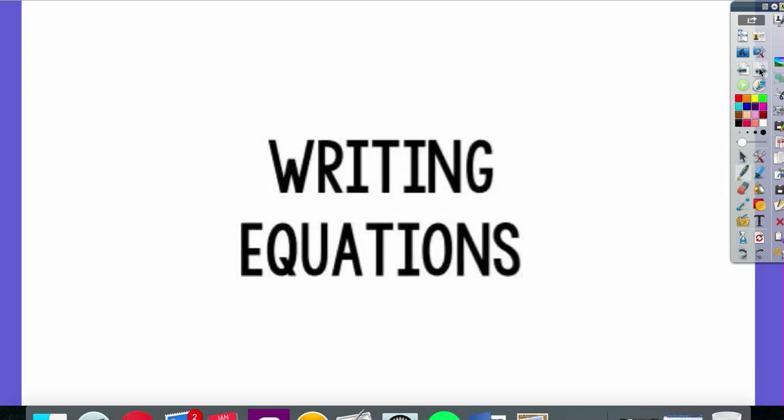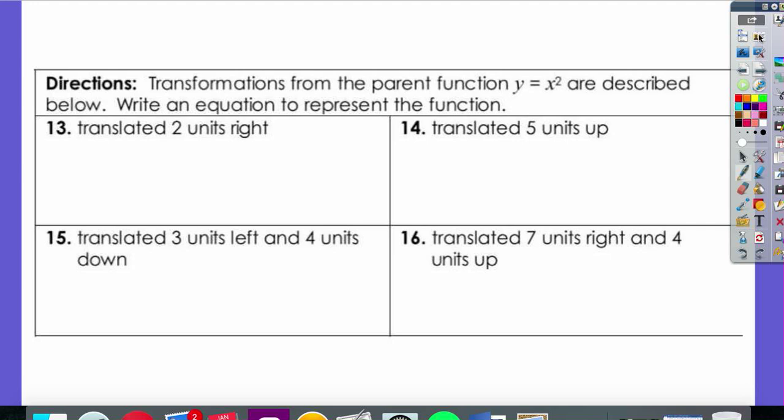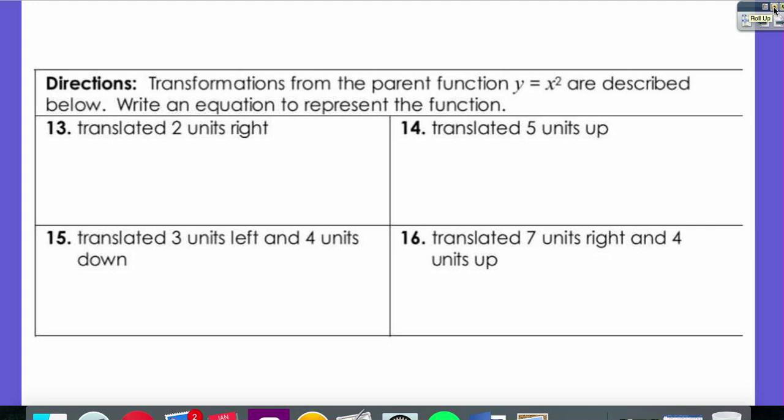Our final piece of this lesson is writing equations. So we're going to take this idea of what we learned about transformations and write the equations. So we're using the parent function y equals x squared, and we're going to look at the transformations and now plug those back into vertex form. So if it translated 2 units right, that means that the vertex went 2 units right. That's affecting the x-axis because you're moving to the right. So that change is going to happen on the inside of the function.